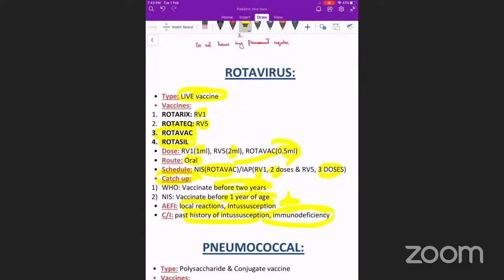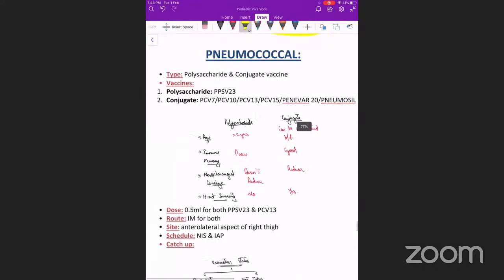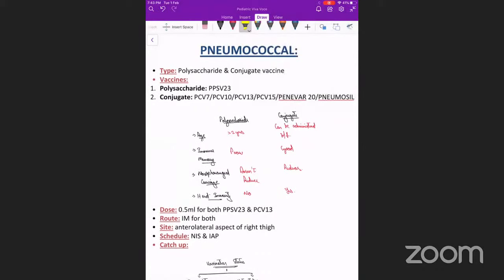Next comes the pneumococcal vaccine. There are high chances that they might end up asking about the pneumococcal vaccine this time, because the national immunization schedule as well has given a go for the pneumococcal vaccine to be given all over India.